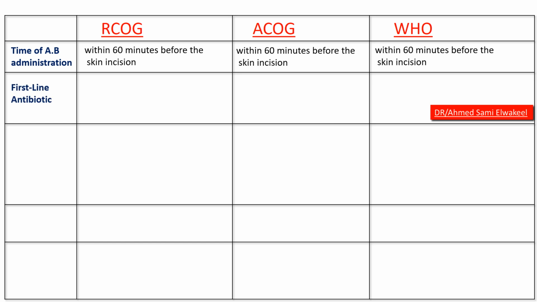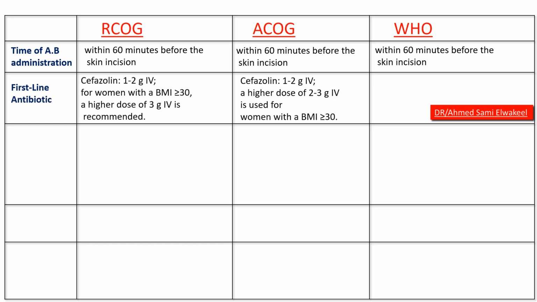First line antibiotic. Both Royal College and American College recommend cefazolin 1 or 2 gram intravenous, and for women with a body mass index equal to or more than 30, a higher dose of 3 gram intravenous is recommended. But WHO recommends only cefazolin 2 gram intravenous.